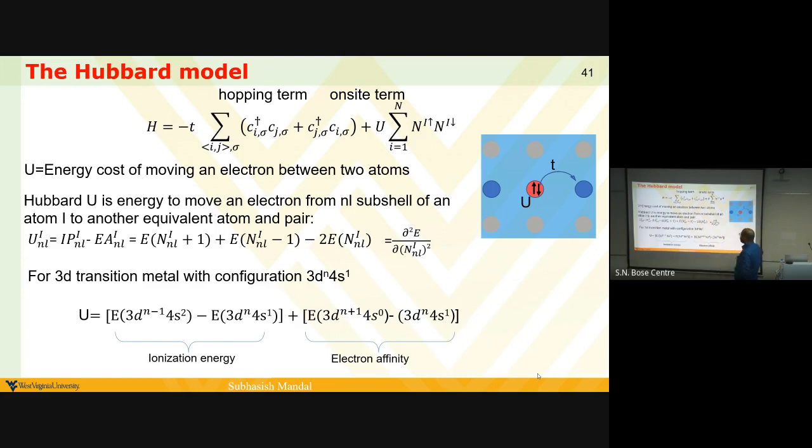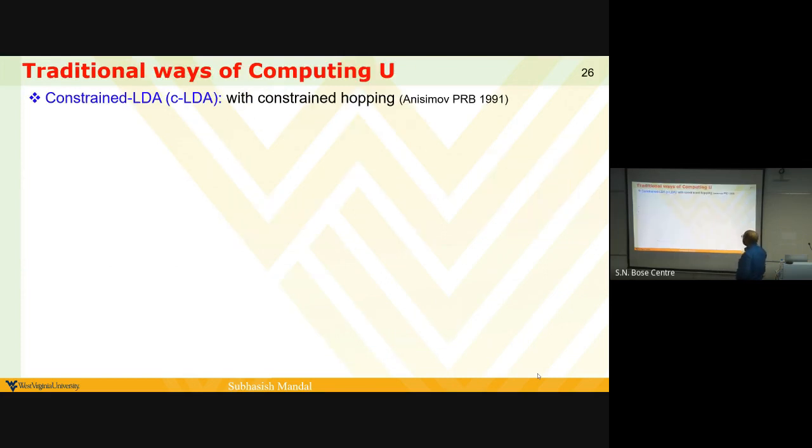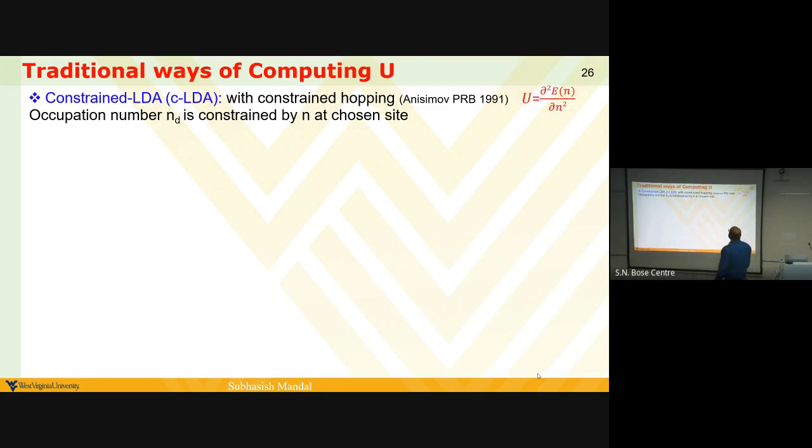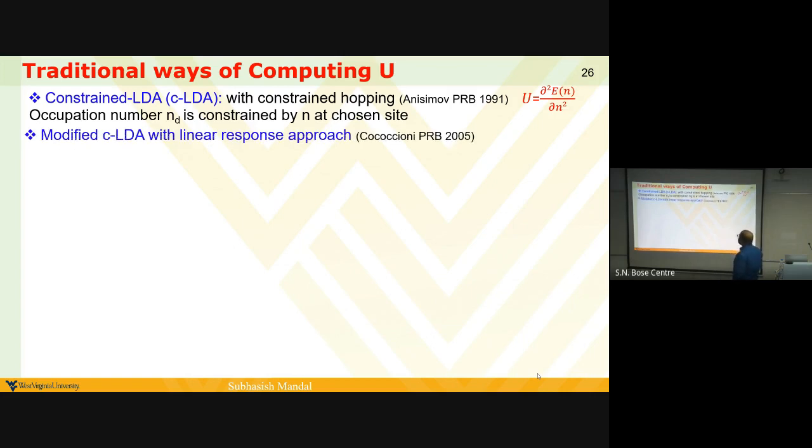And that's the U. So traditionally, these U's are computed using the constrained LDA method, where the occupation is constrained, and the U is the second derivative of the energy with respect to the density, then it was modified with the linear response approach by Cococcioni.